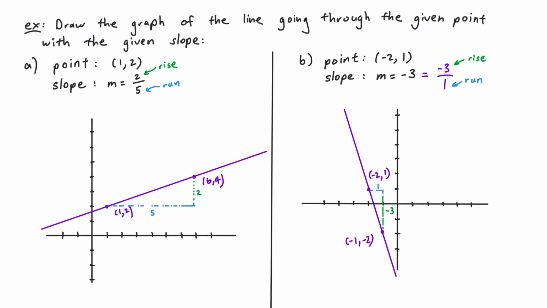We looked at the slopes of horizontal lines and vertical lines. Remember that horizontal lines have slope equal to 0, and vertical lines have undefined slopes. And then we also used slopes to help us draw the graphs of lines. In our next video, we'll start talking about coming up with equations for lines.